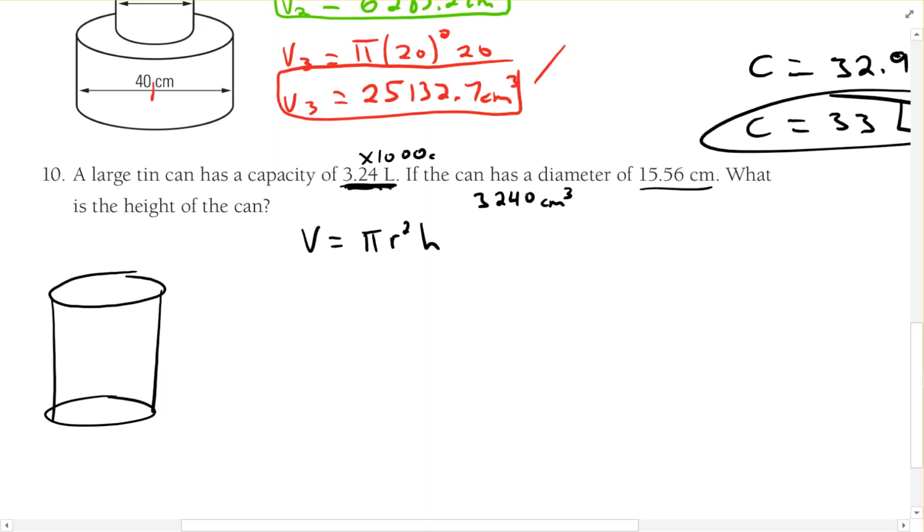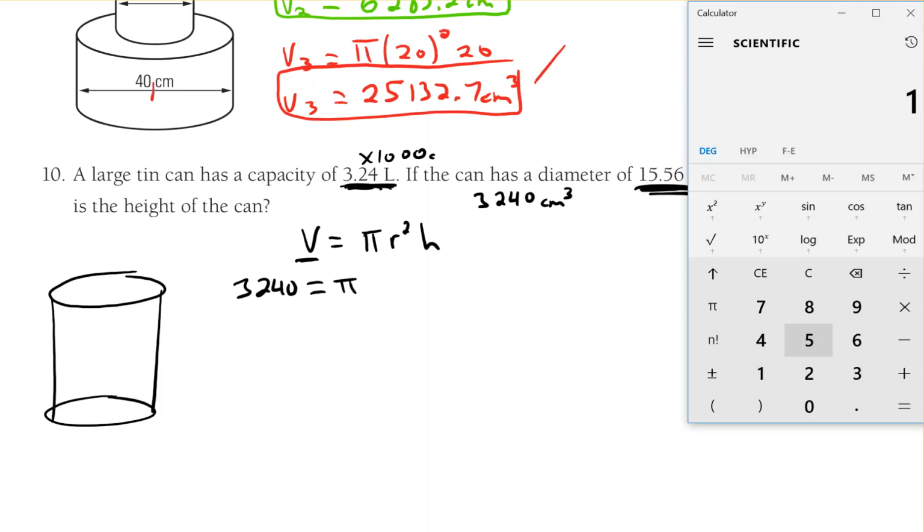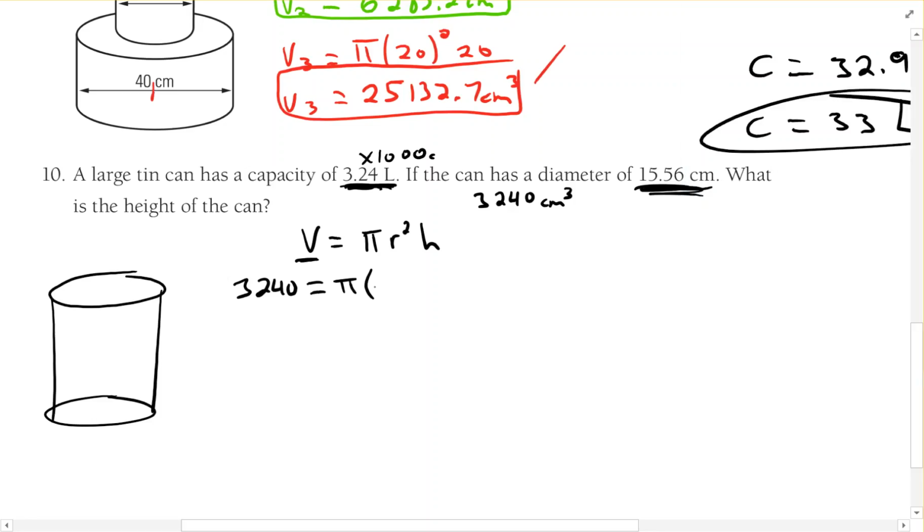So now I'm going to put this in for volume. We know volume is 3,240, and that's going to be equal to pi times the radius. It doesn't tell us the radius directly, it tells us the diameter, but I know the radius is just half of this. So 15.56 divided by 2 gives me 7.78 for the radius. So we're going to go 7.78, squared, don't forget that, and then times the height. And the height is what we're looking for.